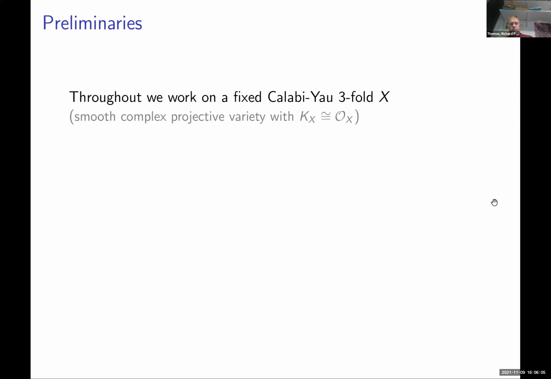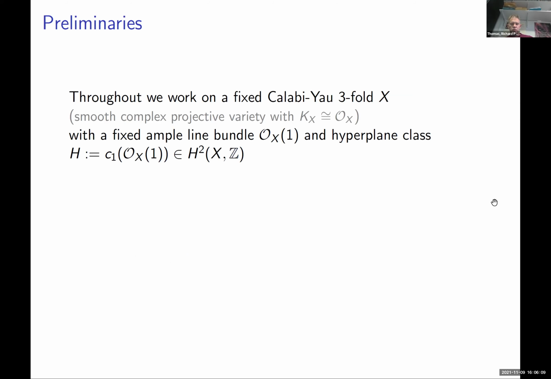I'll begin. So I'm going to work on a Calabi-Yau threefold throughout with a fixed line bundle. That's to measure stability of sheaves. If you change the line bundle, there's a wall crossing formula, but you get equivalent results. This line bundle is not so important, or the dependence on the line bundle is controllable.